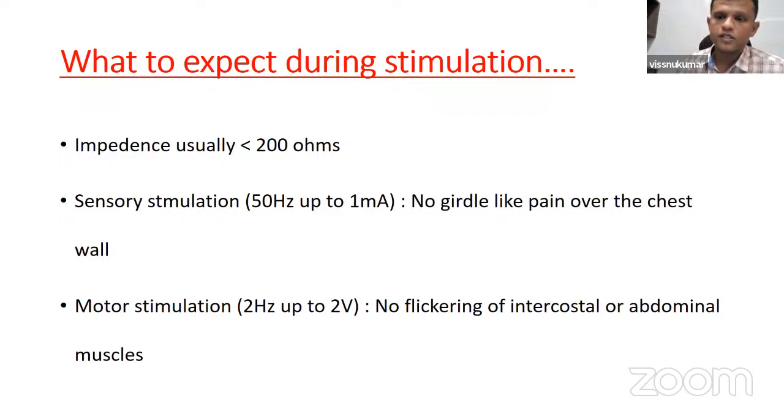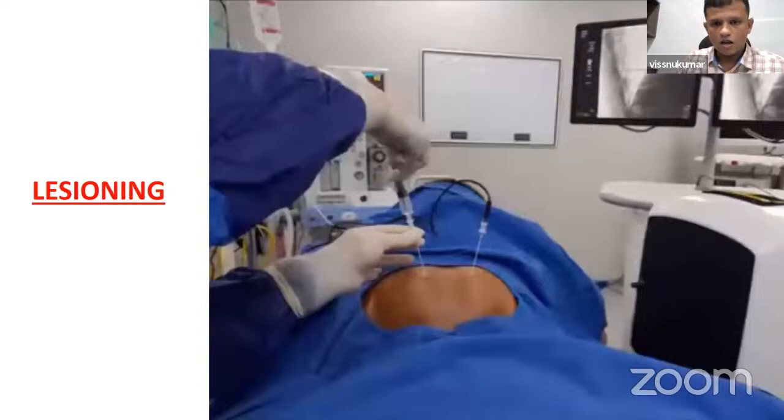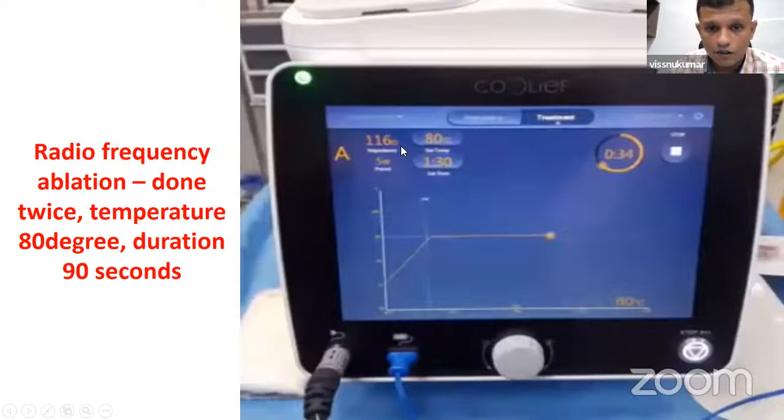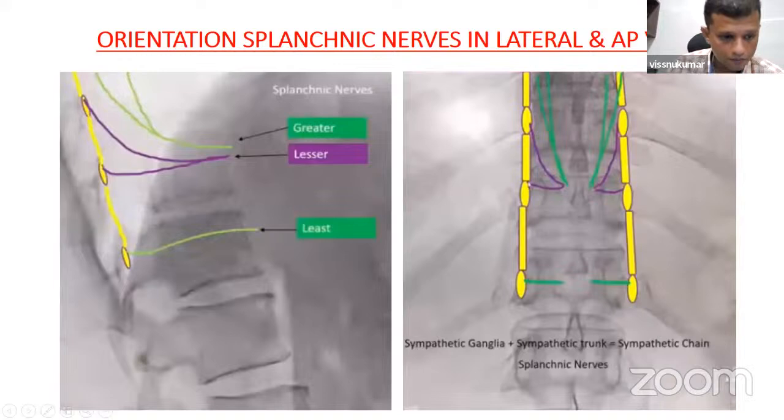Okay, now before doing a lesioning, I'll just give about 1 ml of alcohol, and then the radio frequency is done. As soon as I give alcohol, you can see my resistance is dropping down from 155 to 116. And then I do a double lesion with a temperature of 80 degrees and duration of 90 seconds. Okay, so now imagine that, wait, let me show you.